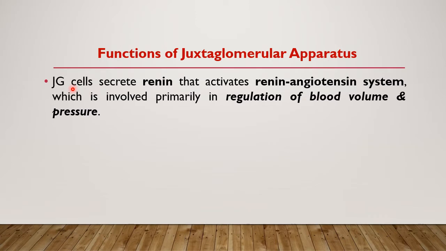Okay. So the juxtaglomerular cells of this apparatus are basically concerned with the secretion of the enzyme renin, and this renin activates the renin angiotensin system, which is primarily involved in the regulation of blood volume and blood pressure.